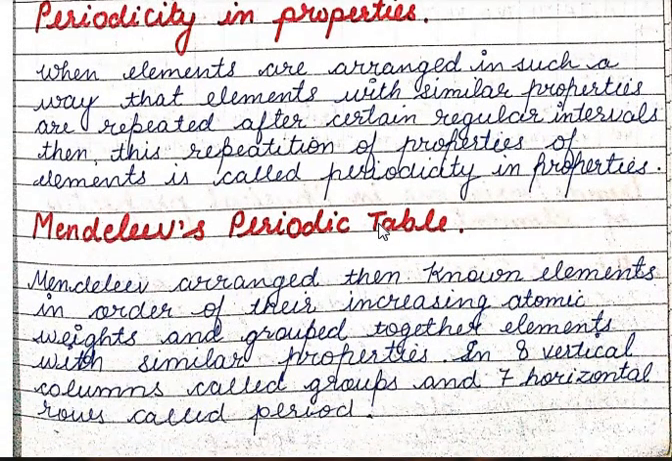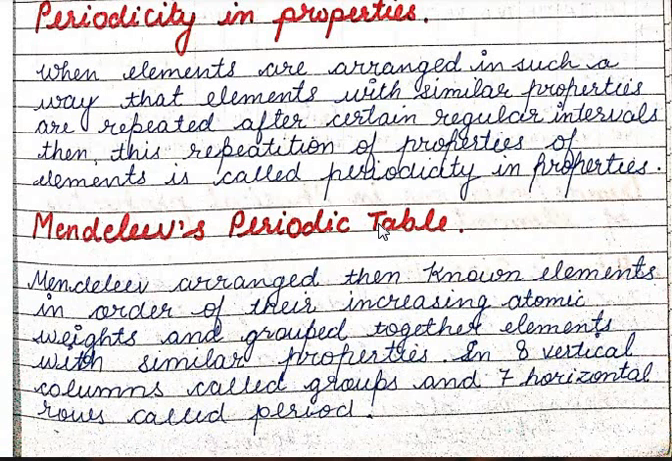Periodicity in properties. What is the definition of periodicity in properties? When elements are arranged in such a way that elements with similar properties are repeated after certain regular intervals, then this repetition of properties of elements is called periodicity in properties.